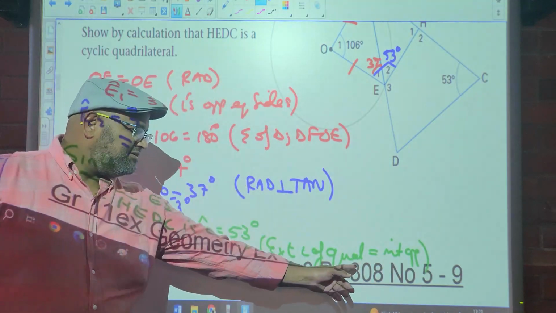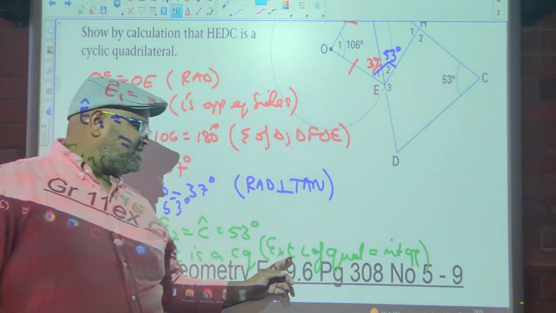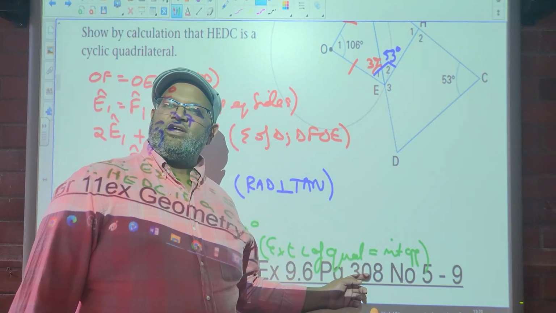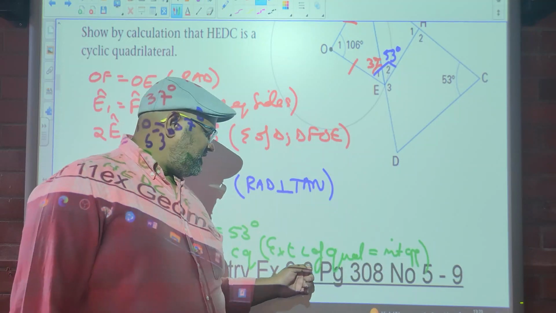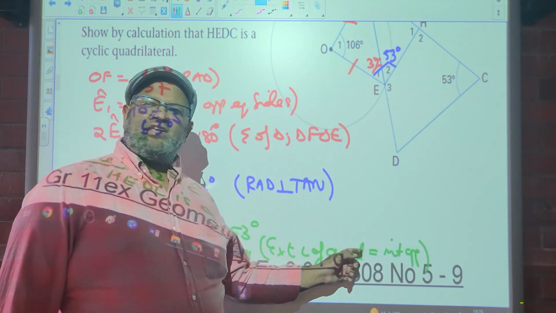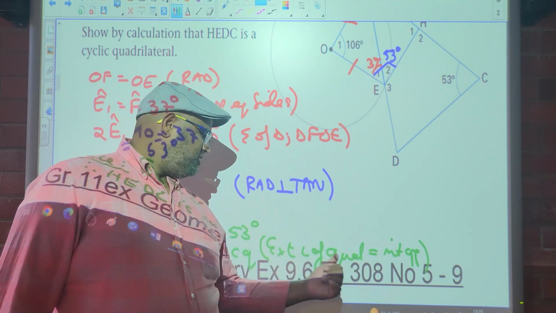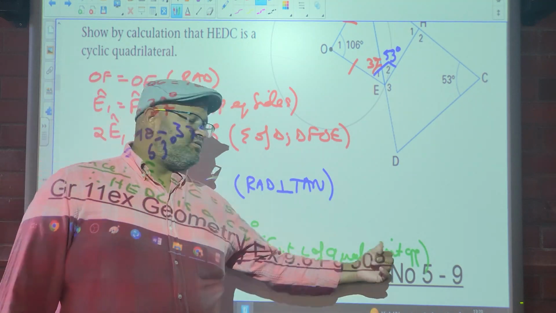Can I say cyclic here? If we had said exterior angle of cyclic quad, then we are already assuming it's a cyclic quad, not basing it on anything. You see? So you're going to say converse of exterior angle of cyclic quad, or exterior angle of a quad equals the interior opposite.